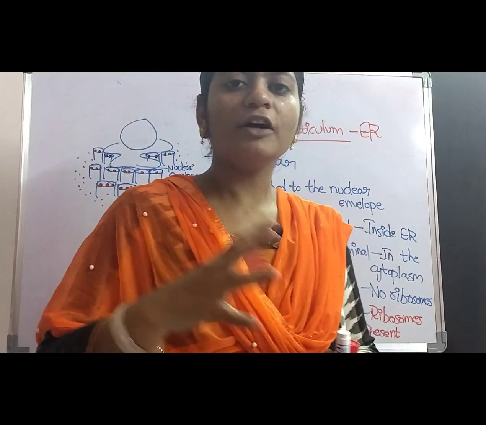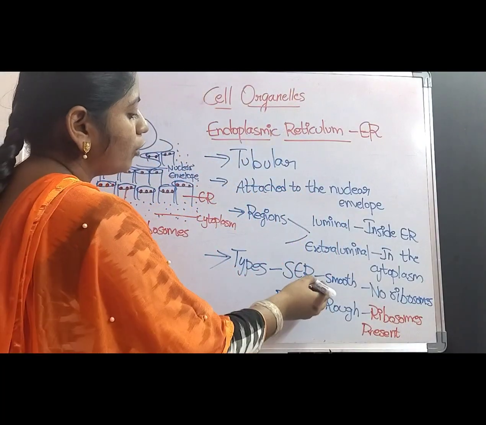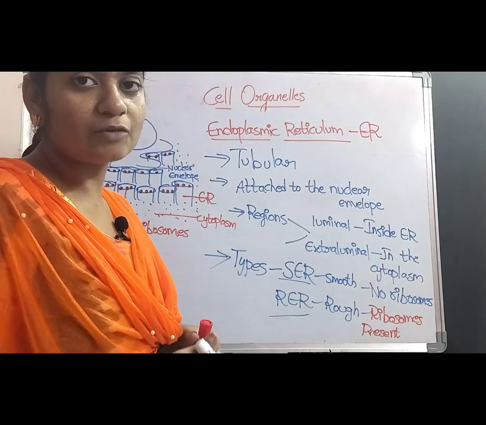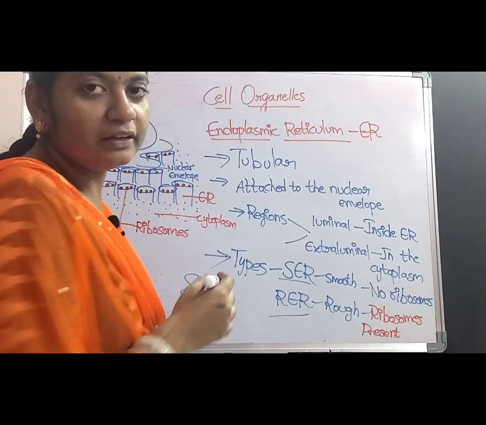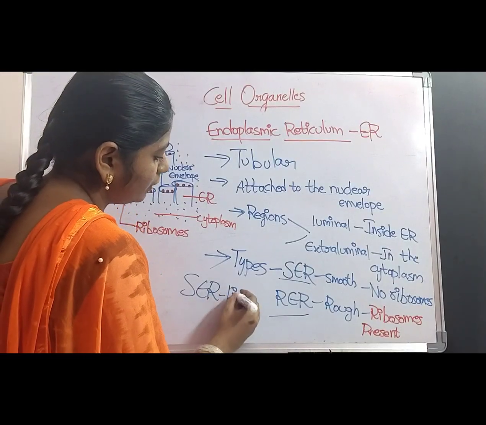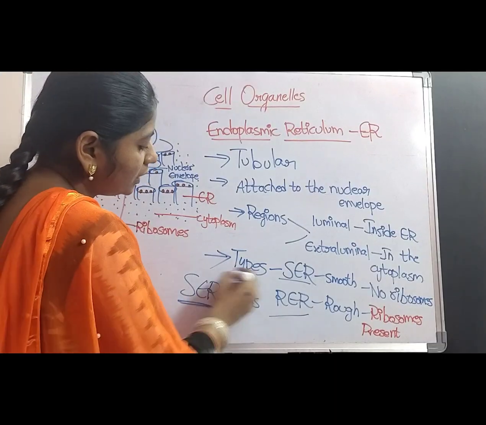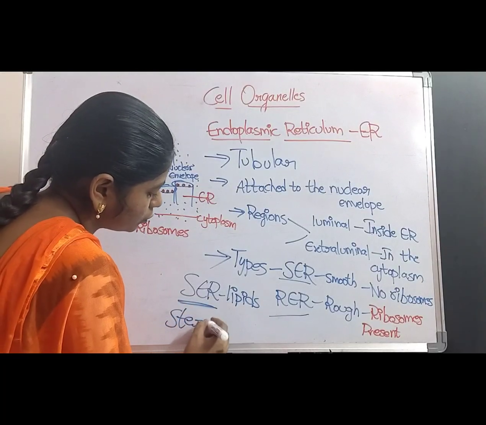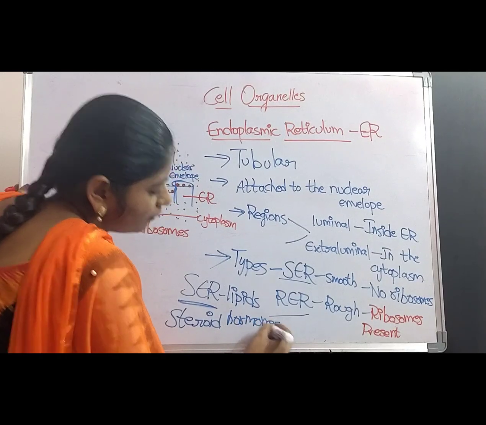Then coming to the function of the endoplasmic reticulum. What is the function of the endoplasmic reticulum? Here we have already discussed that the endoplasmic reticulum is divided into smooth endoplasmic reticulum as well as rough endoplasmic reticulum. Coming to the smooth endoplasmic reticulum, lipid formation takes place here. So formation of lipids takes place in the smooth endoplasmic reticulum. Steroid hormones are also synthesized in the smooth endoplasmic reticulum.